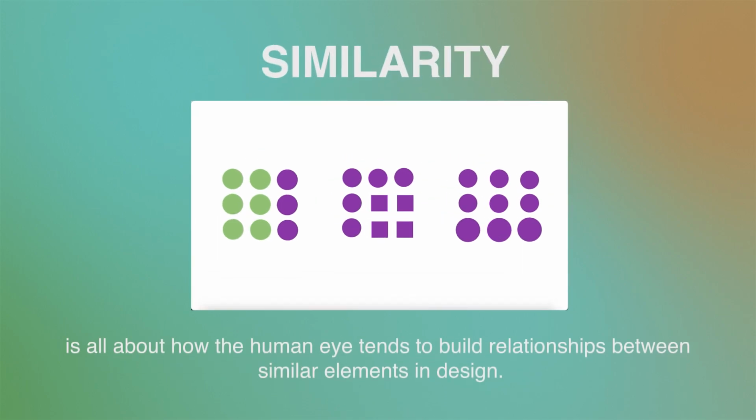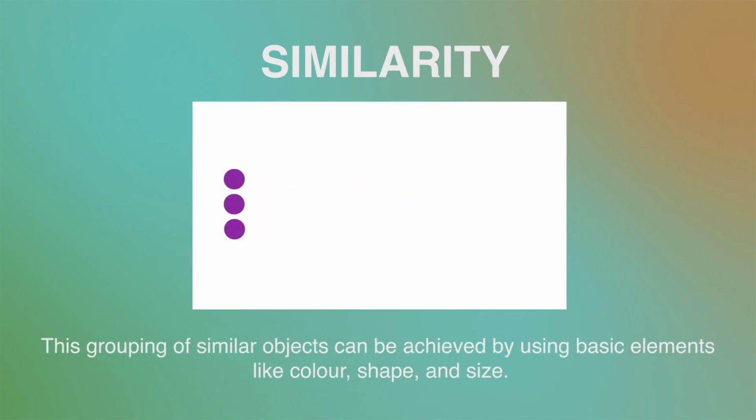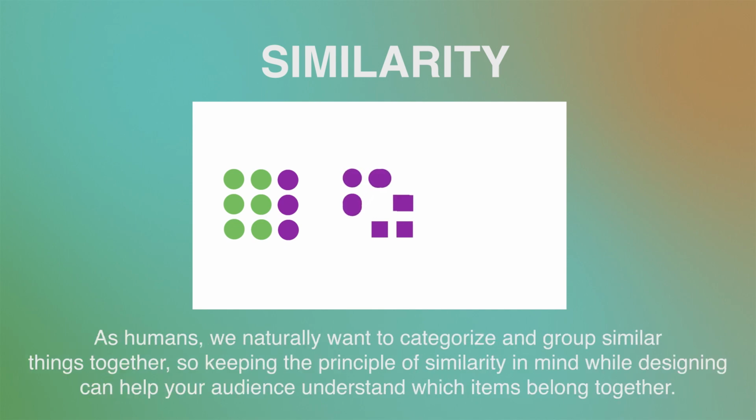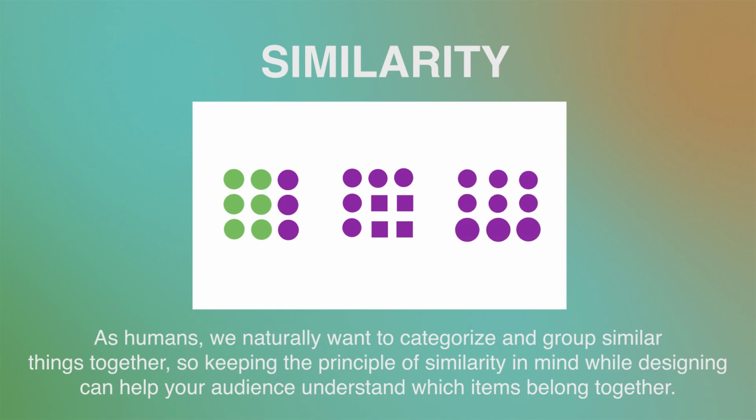Similarity is all about how the human eye tends to build relationships between similar elements in design. This grouping of similar objects can be achieved by using basic elements like color, shape, and size. As humans, we naturally want to categorize and group similar things together, so keeping the principle of similarity in mind while designing can help your audience understand which items belong together.